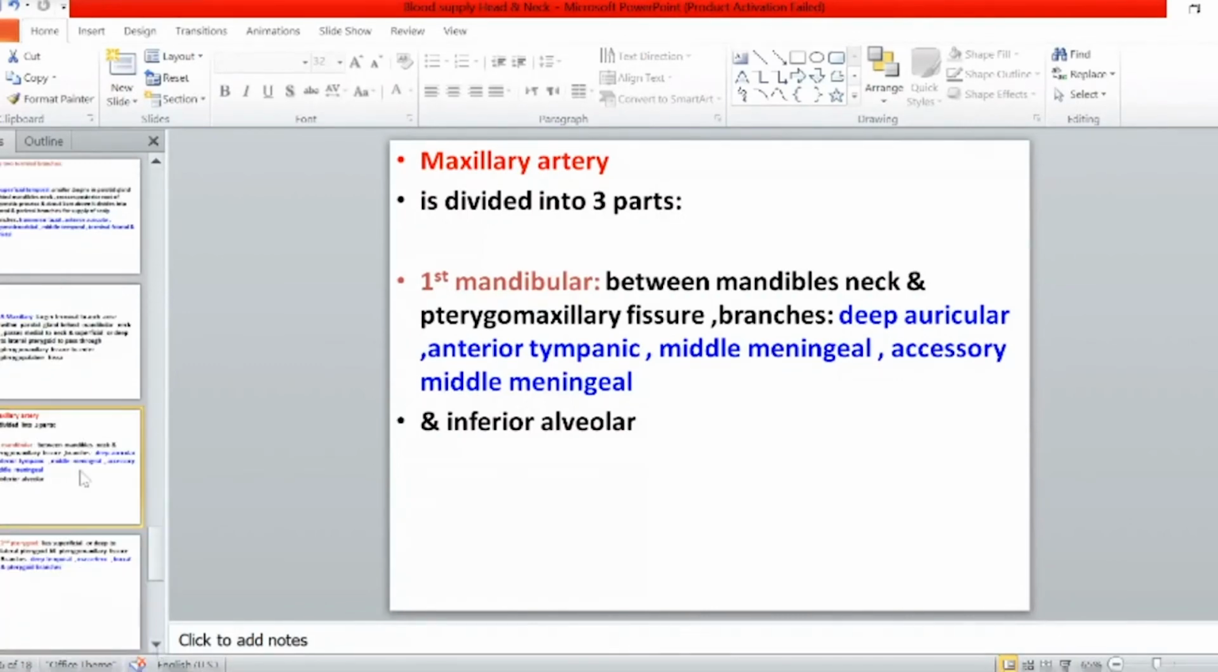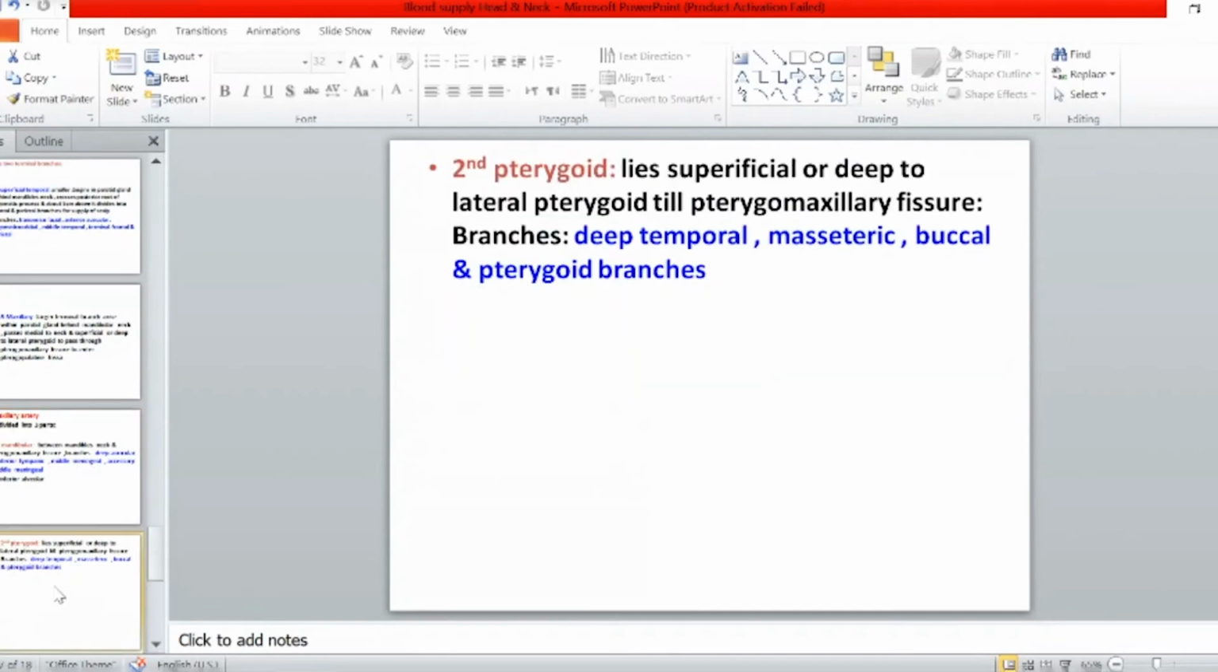Next, the second part of it. This is called the pterygoid because it passes superficial or deep to the lateral pterygoid muscle within the infratemporal fossa. This gives rise to branches till the pterygomaxillary fissure, called muscular branches for the supply of the muscles of mastication. It gives 2 to 3 deep temporal branches which pass upward deep to the temporalis muscle, supplying it.